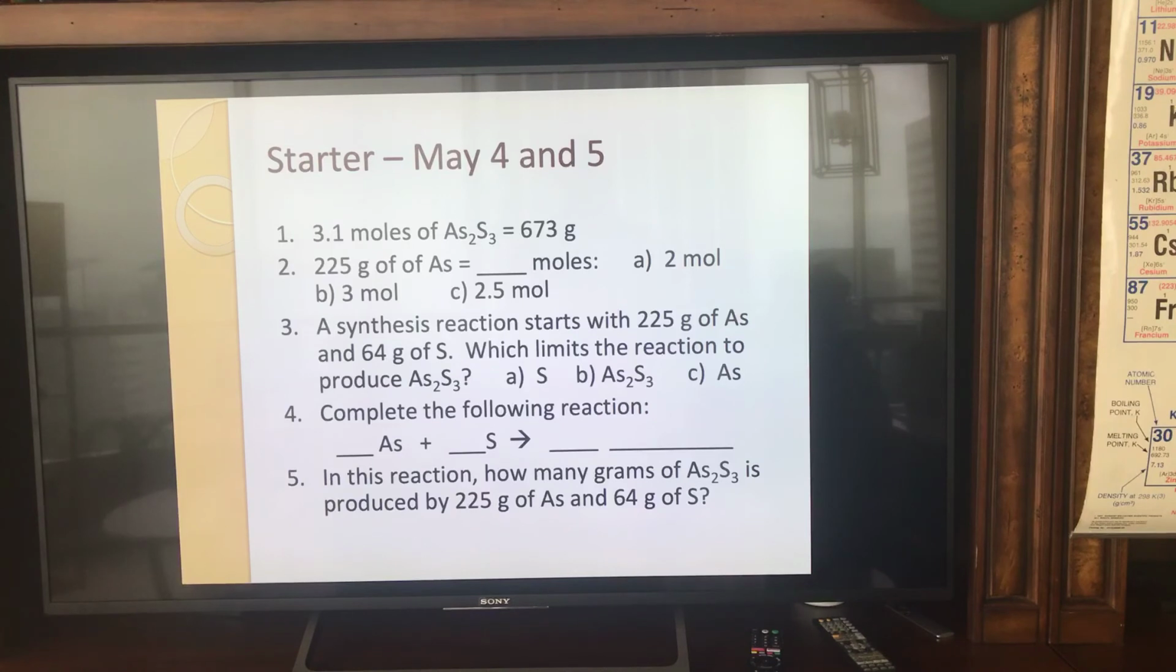All right, that's an important part of stoichiometry. Number 4, I started the reaction for you. I labeled the reactants. I want you to do the rest. And then number 5, see if you can go through the rest of the stoichiometry problem, assuming you start with 225 grams of arsenic and 64 grams of sulfur. So we're going to walk through all the answers to these in just a little bit.